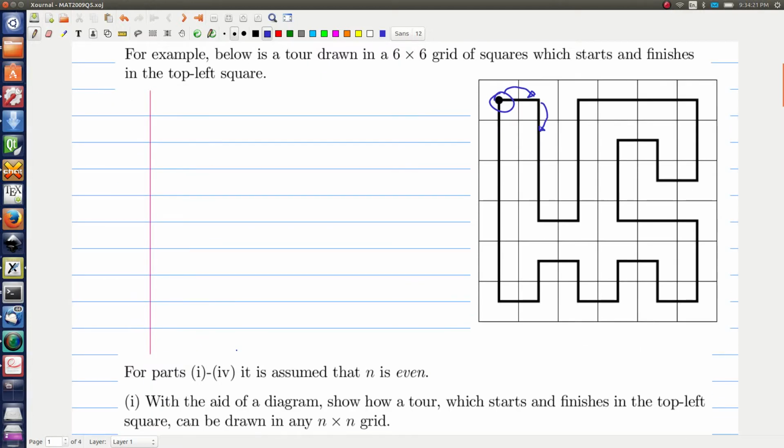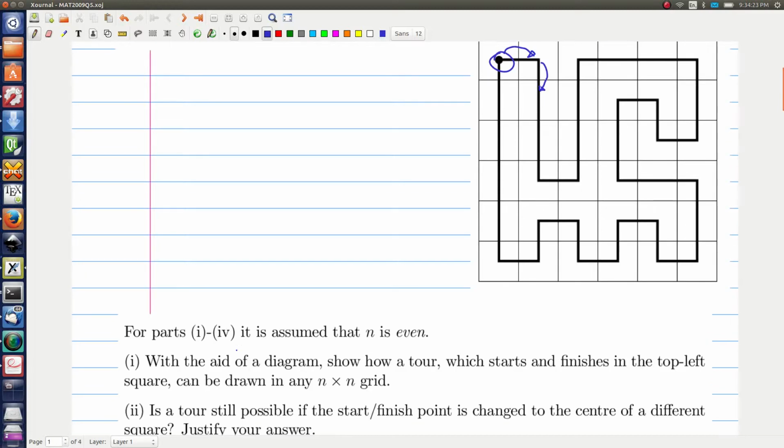Now what are the questions? First of all, they tell us that n is going to be even, at least in this part of the question, or these parts. And we're going to show with the aid of a diagram how a tour can be drawn in any n by n grid. Now I struggle a bit with explaining to you my own thought process here.